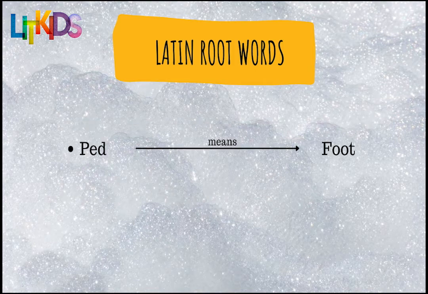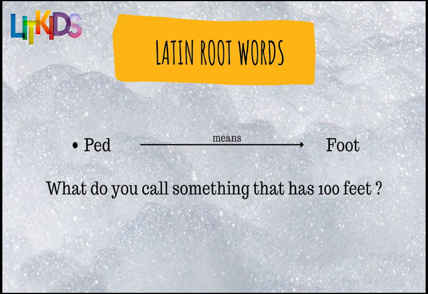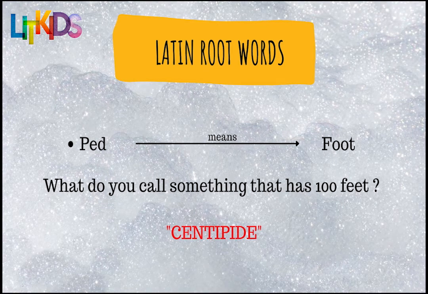Let's try a couple of examples together now, shall we? So let me give you the root word P-E-D, ped, which means foot. Come up with some words that you think could come from the root word ped. For those of you who are having a little bit of trouble with this one, let's think of an example together. What do you call something that has 100 feet? That would be a centipede.